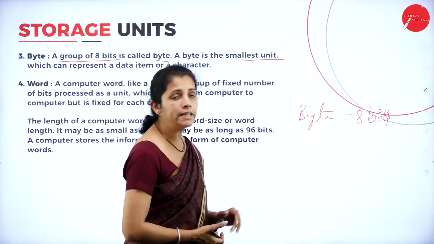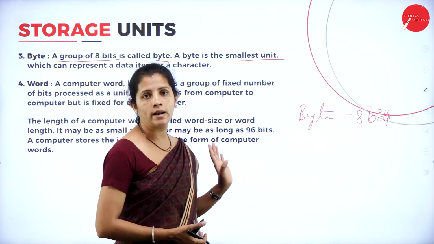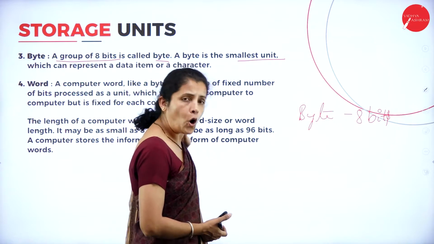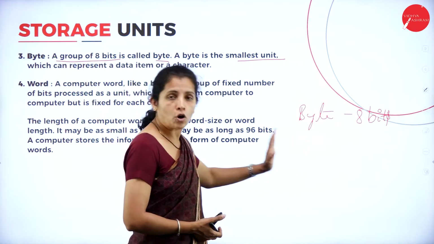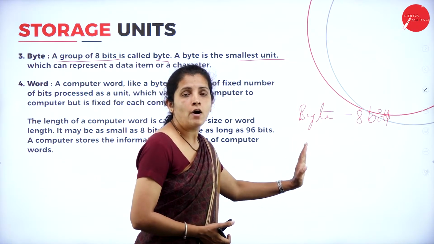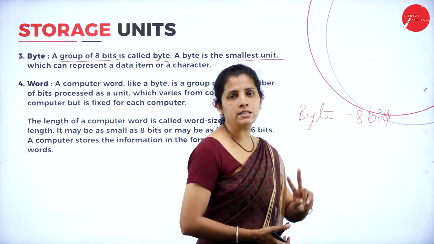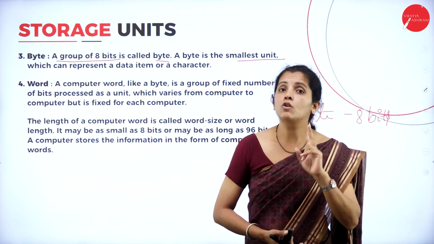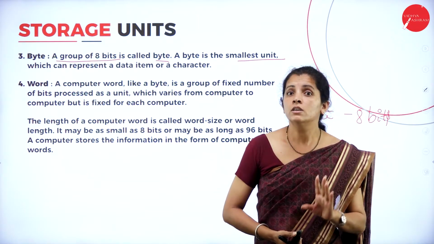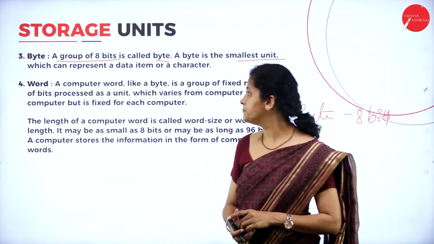So what is a bit here? That is 0 or 1. I can have all 8 zeros or all 8 ones or a combination of zeros and ones. That means I have 8 positions of zeros and ones.